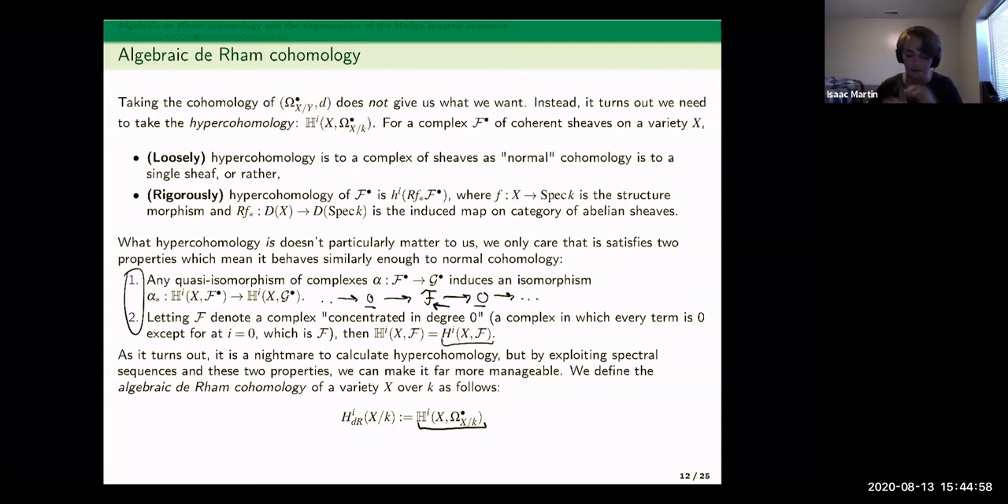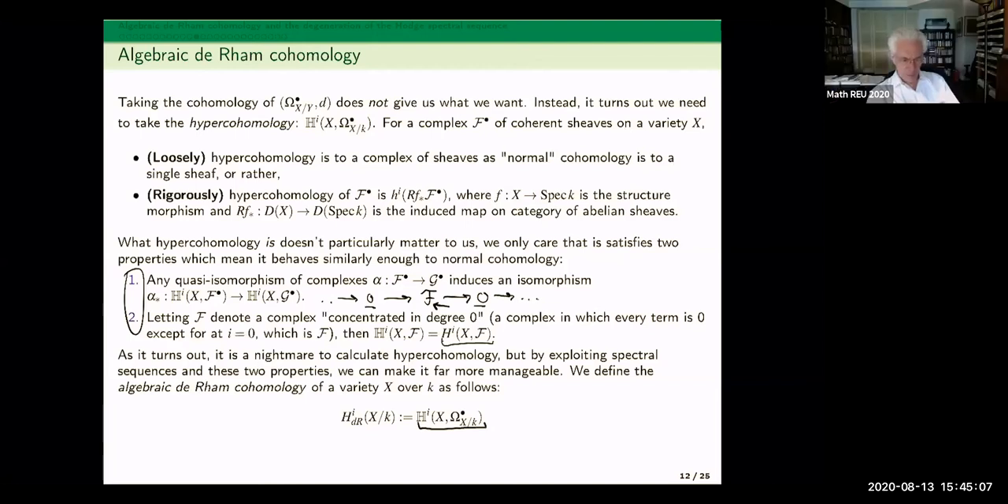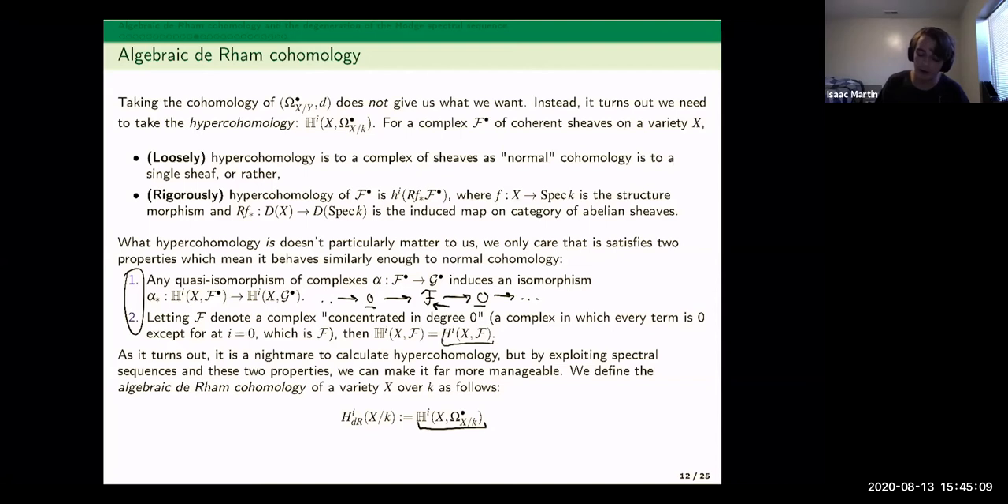These are the two properties that are important to us, and it's what lets us compute hypercohomology at all, at least in this context. And so we're going to define the algebraic de Rham cohomology of a variety to just be the hypercohomology of the de Rham complex that we defined on the past slide.